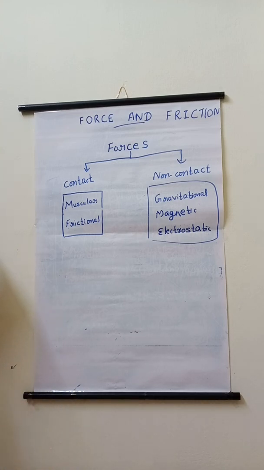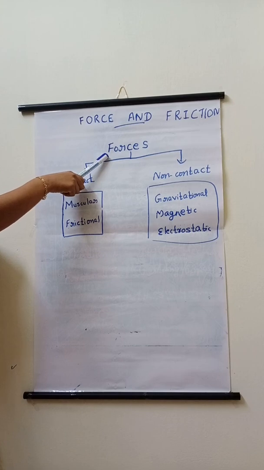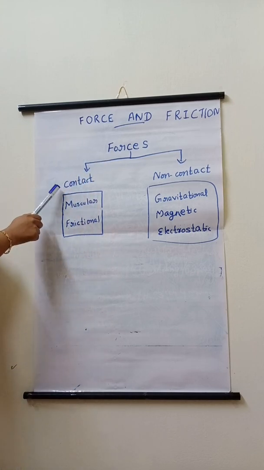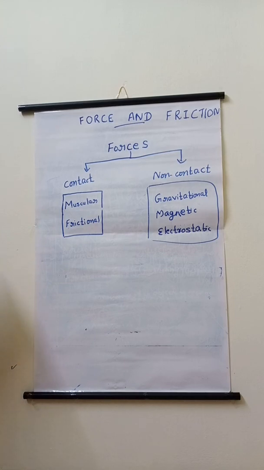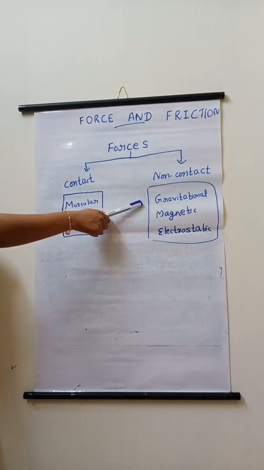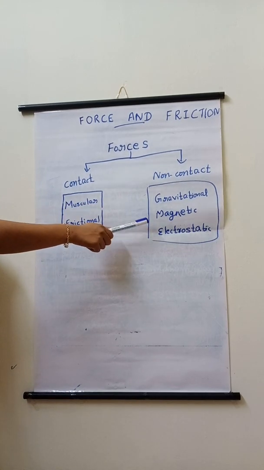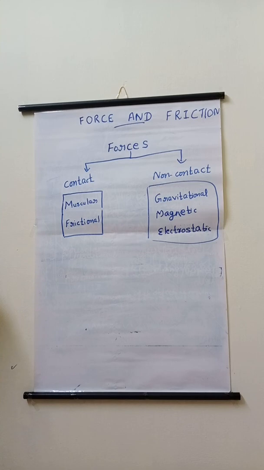We have learned that forces can be classified into two. They are contact forces and non-contact forces. Examples for contact forces are muscular force and frictional force. Examples for non-contact forces are gravitational force, magnetic force and electrostatic force.